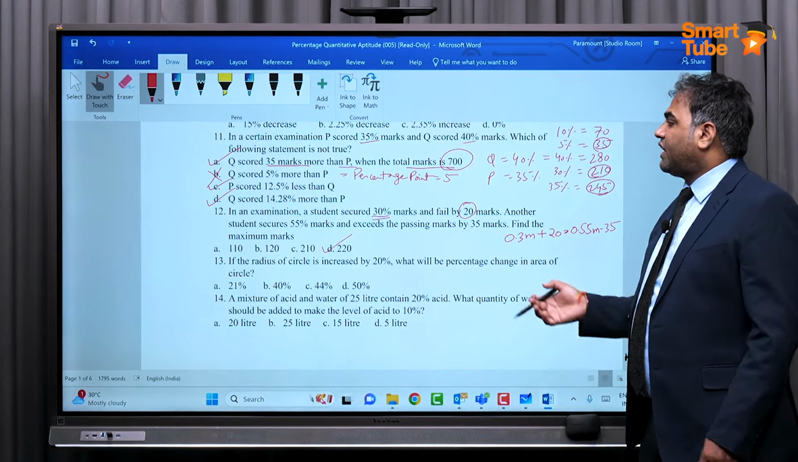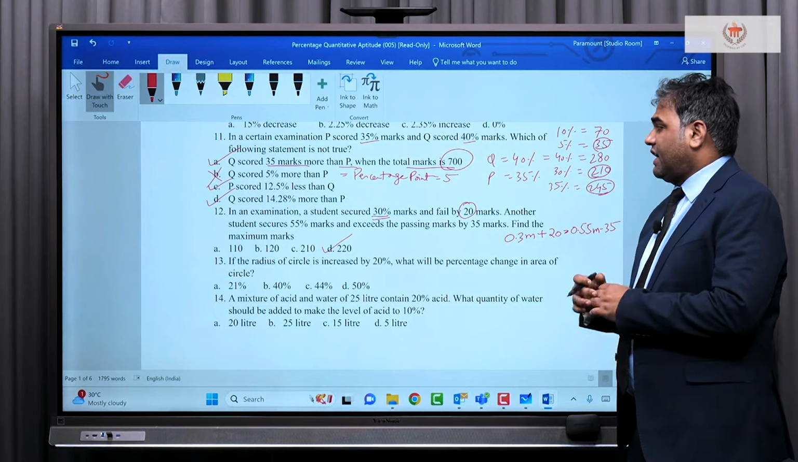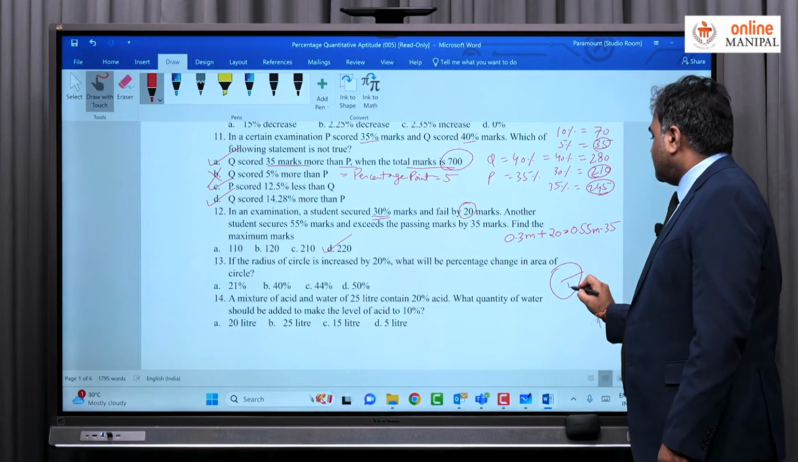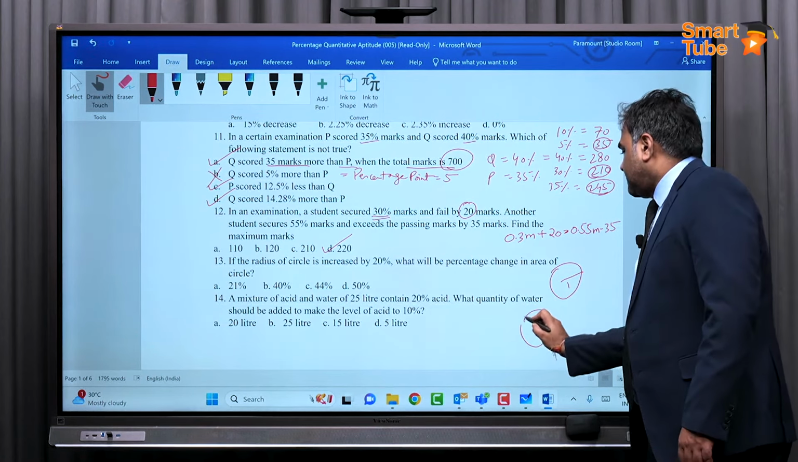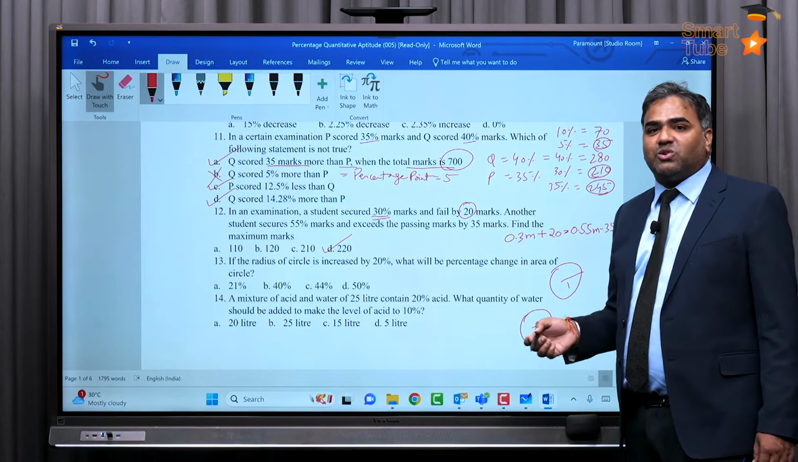Fine. So now you can try question number 13. You can try by yourself. You can assume that the circle has a radius 1, okay, you can assume anything. I just assume it as 1. If the radius increases by 20%, how much will it become? 1.2. I don't think you will have doubt on this part.